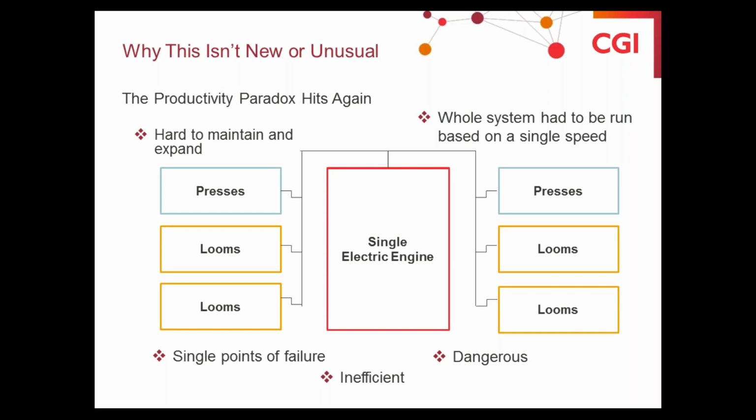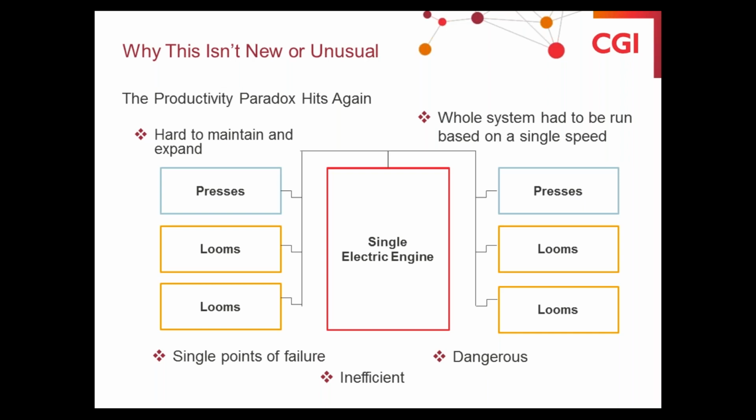And they didn't. They still had a single point of failure. It was still inefficient. It was still dangerous. The whole system still had to be run based on a single speed, and it's still hard to maintain and expand. So a lot of these companies invested, they had this new technology, and they've not seen these productivity improvements.